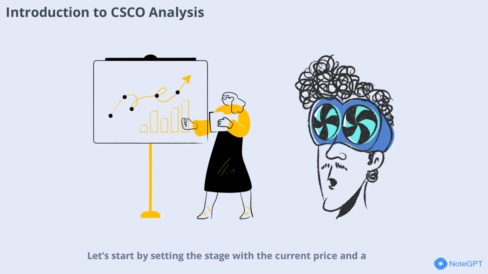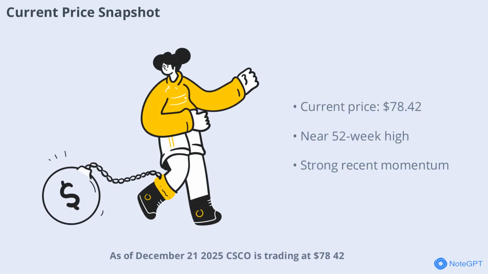Let's start by setting the stage with the current price and a quick overview of the recent market environment before diving into the technical details. As of December 21, 2025, CSCO is trading at $78.42. This price reflects a strong performance in recent weeks, especially when compared to its 52-week low of $52.11 and a high of $80.81. The current price positions CSCO near the upper end of its yearly range, suggesting bullish momentum. This context is important as we analyze the technical indicators and see how they align with the stock's recent trajectory.